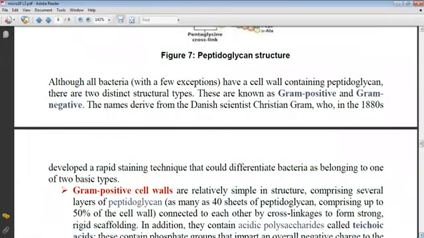All bacteria with a few exceptions have a cell wall containing peptidoglycan. There are two distinct structural types. These are known as gram positive and gram negative.